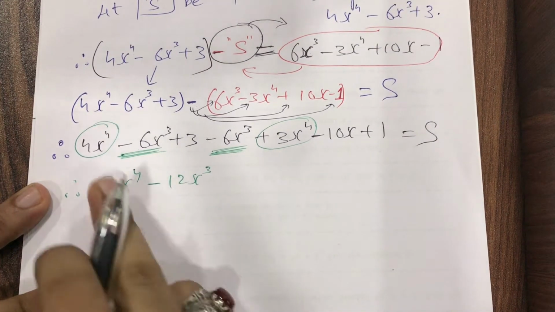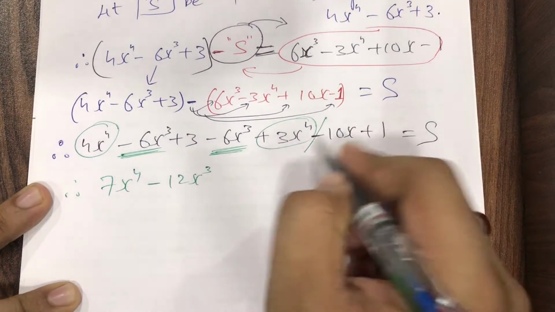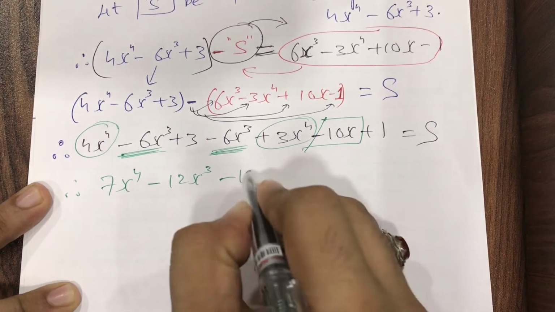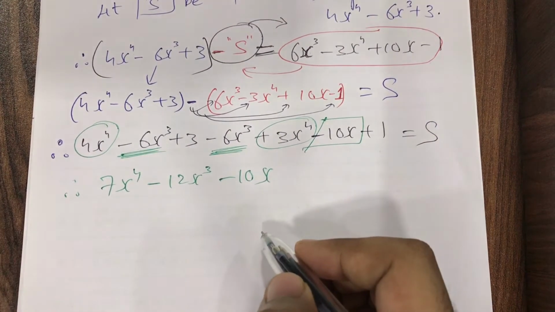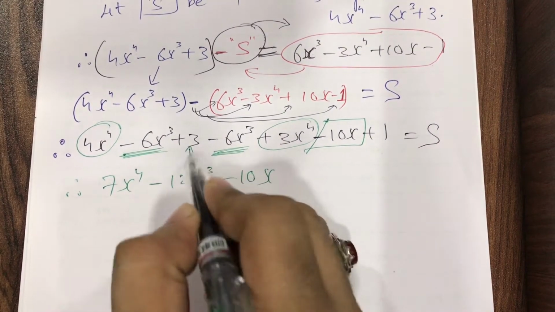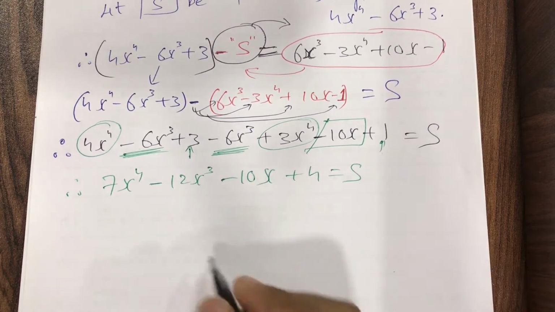Then with x square, any term? No, I don't have any term with x square. With only x, yes, I have this as minus 10x. And any other term? No. So minus 10x. Okay. Then the constant terms, here it is plus 3, here it is plus 1. So plus 4 is equal to S.